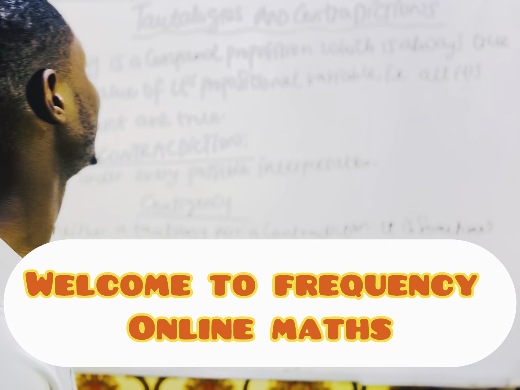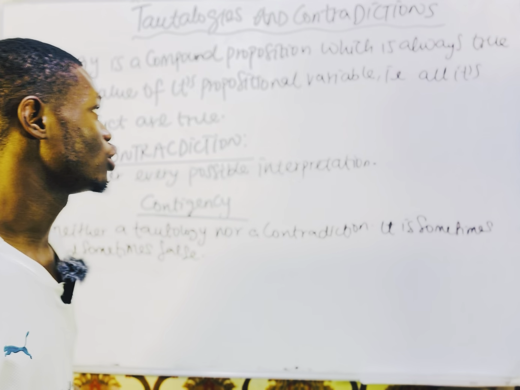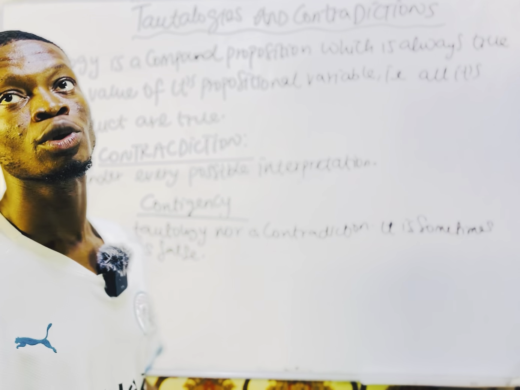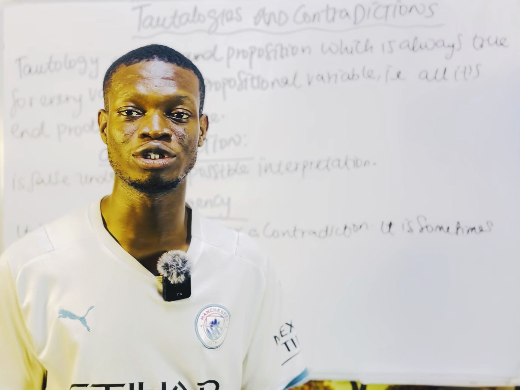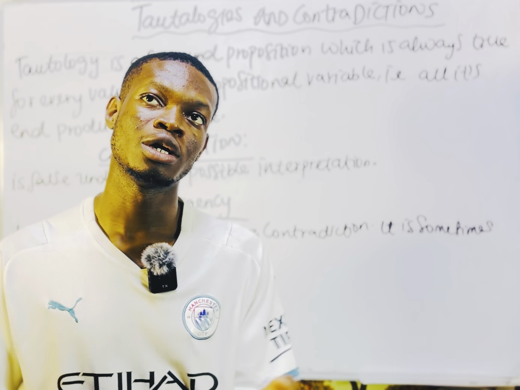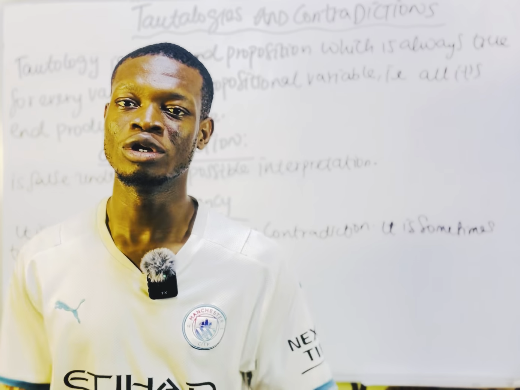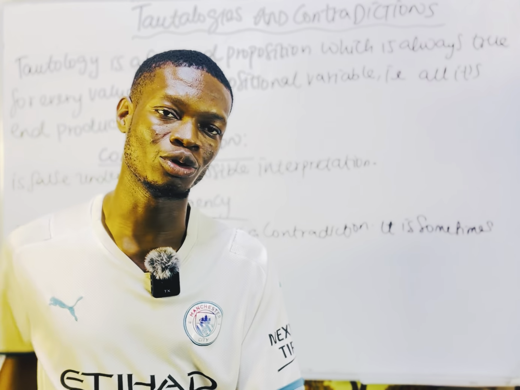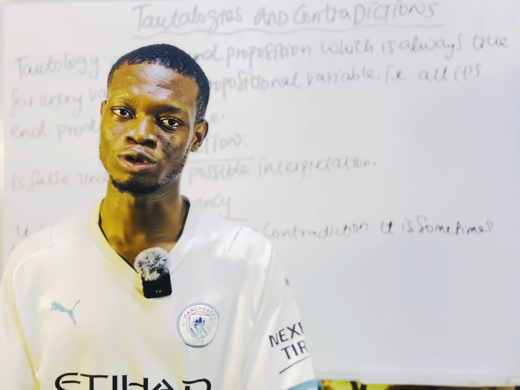So we are going to talk about tautologies and contradictions. So what is a tautology? A tautology is simply where the end product you are going to get is true. No matter what, you are going to get true, true throughout the whole truth table. If you are not getting true, that is not a tautology.